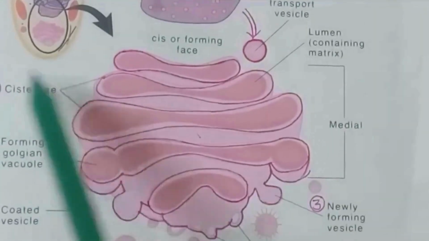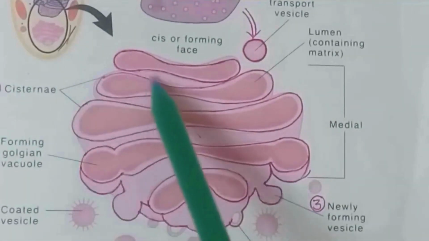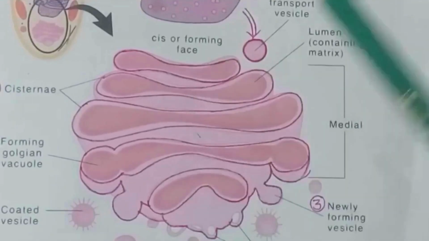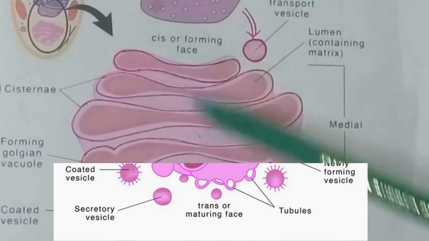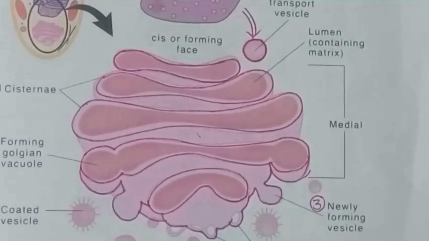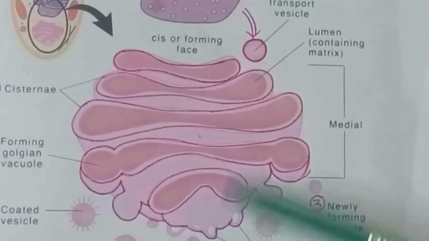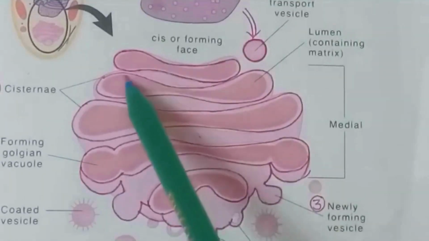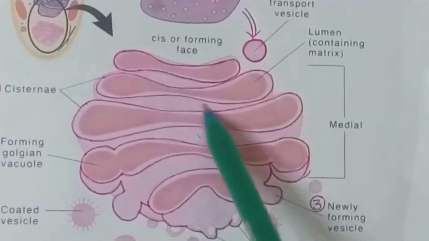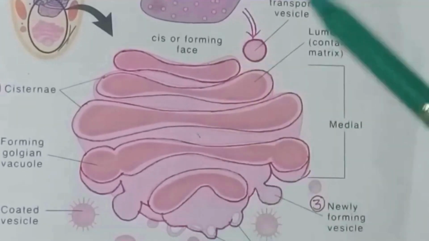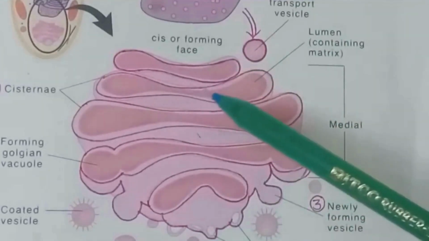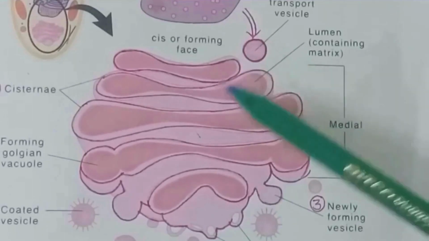Coming to the cisternae, these are flattened sac-like structures which have a cis forming phase and a maturing phase. As these two phases are different from each other, they are interconnected in their function. These cisternae are parallel to each other and arranged concentrically near the nucleus with a diameter of 0.5 micrometers to 1 micrometer.